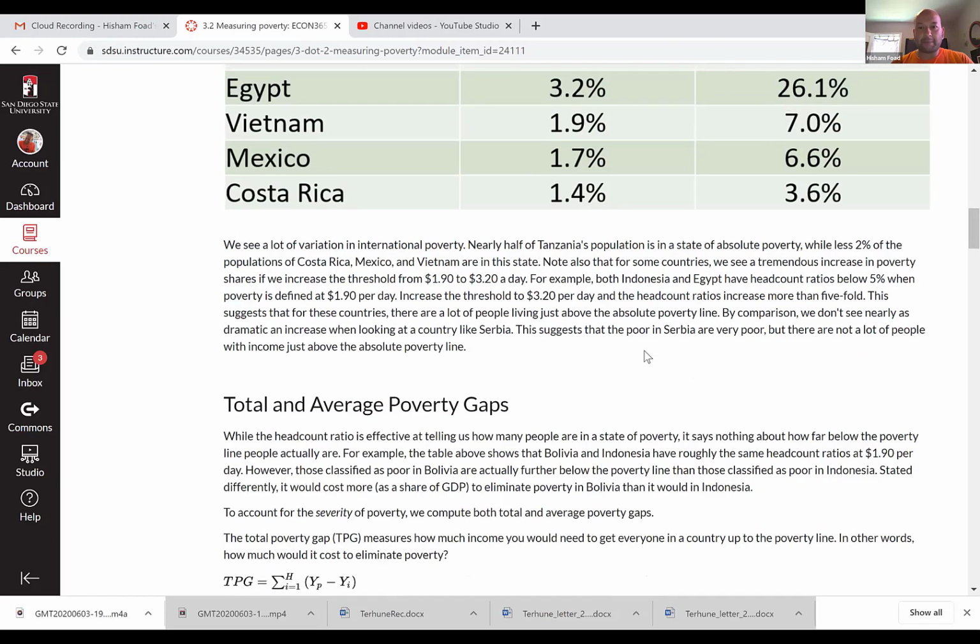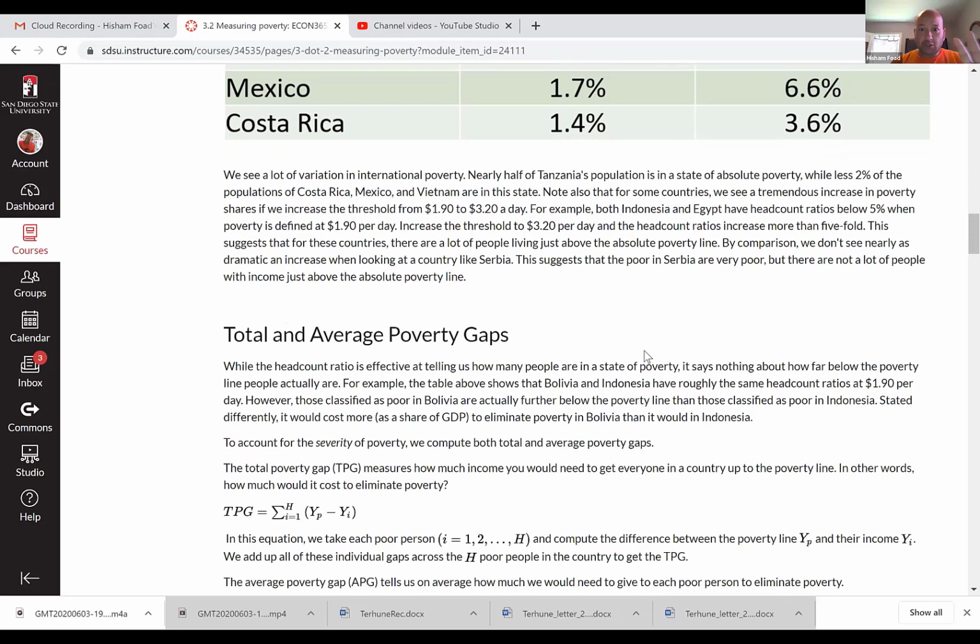To get at that, we use something called the total poverty gap. We're going to go through a couple of examples on the whiteboard in a minute. It basically starts off with a question of how much money we would need to spend to move everybody who's below some poverty line up to that poverty threshold.